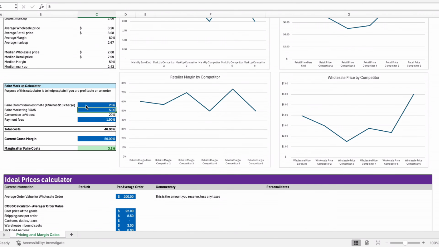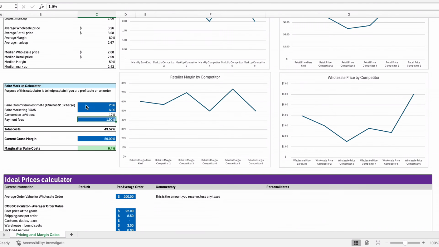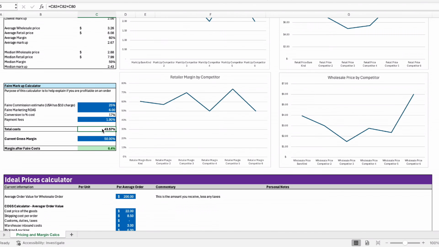Then you might have to be spending money on Faire marketing. Let's say that that's at 5 times or 6 times, which means that the conversion as a percentage is going to be 17%. Now I've selected payment fees here of 1.9%, which can be typical for a 60-day term type of business, which means your total costs to work with Faire using their marketplace customers is going to be 43.57%, which is a lot of margin. If you've then got a gross margin of say 50%, your margin after Faire costs is going to be 6.4%. That's not much money to be making net, which shows you how important it is to get that gross margin as high as possible.